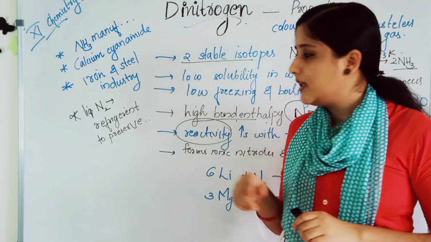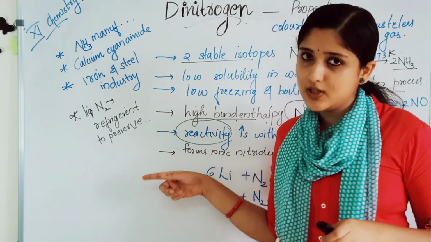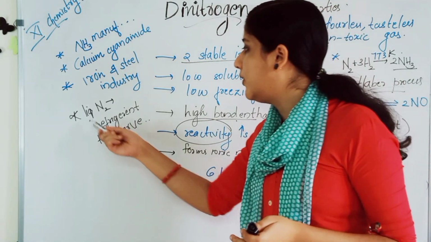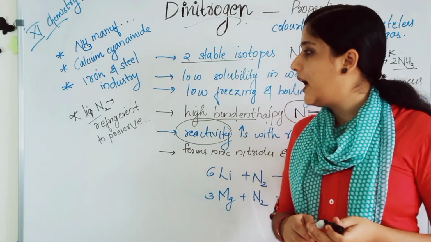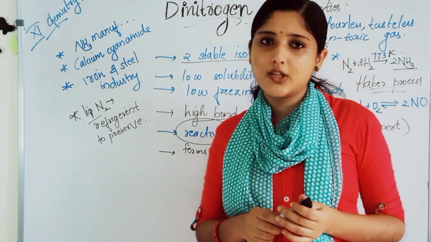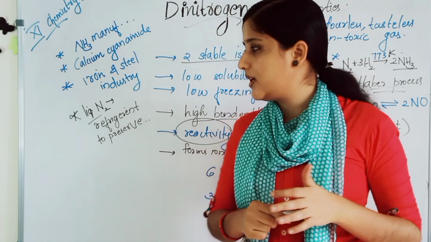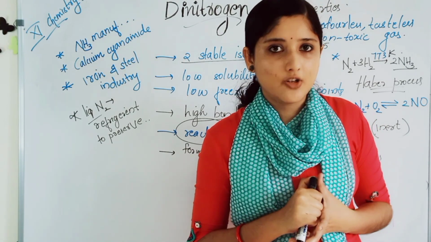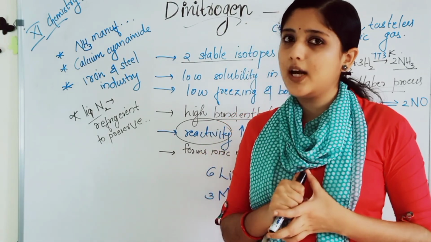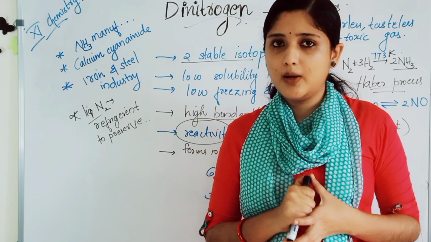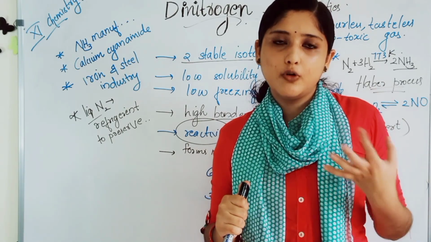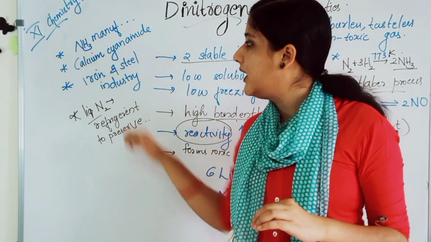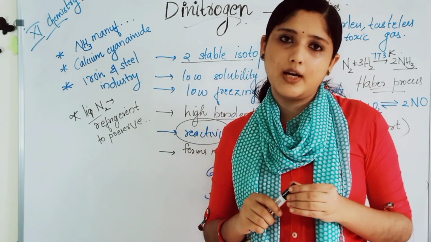The third and last important use is the use of liquid dinitrogen. Liquid dinitrogen is used as a refrigerant, in cryosurgery, etc. As a refrigerant, we usually use liquid dinitrogen for preserving food items and biological materials. These are the main important uses of dinitrogen.